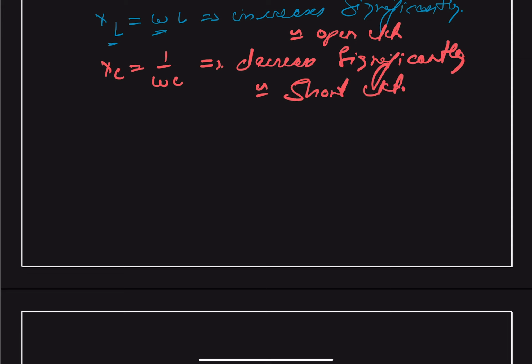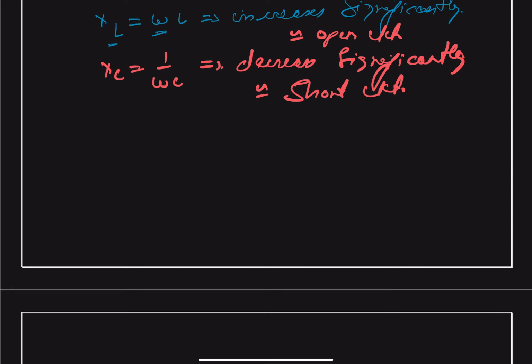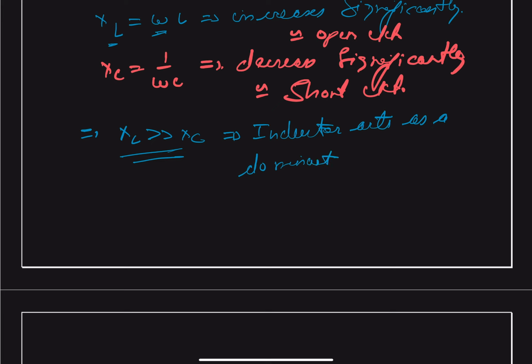So under this condition, XL will be very much larger than XC. XL is very much larger than XC, or from here we can draw a conclusion that the inductor acts as a dominant impedance.